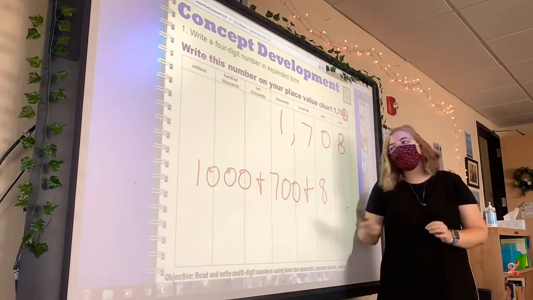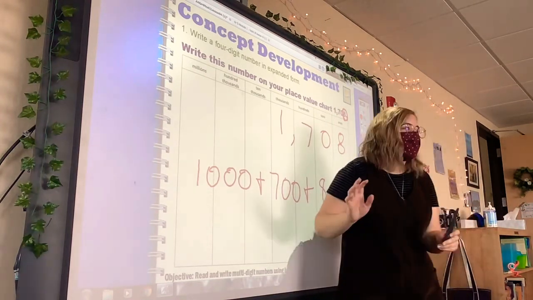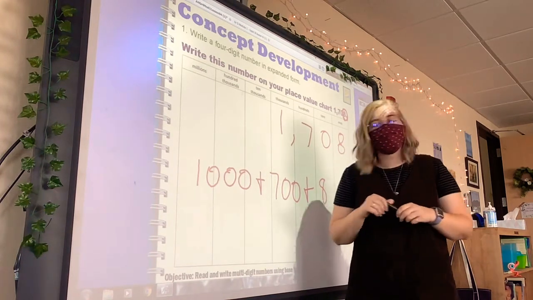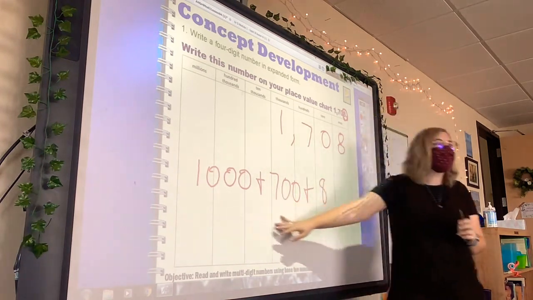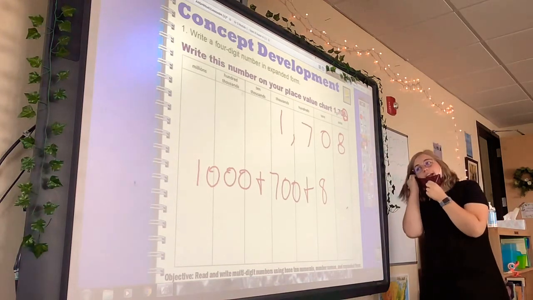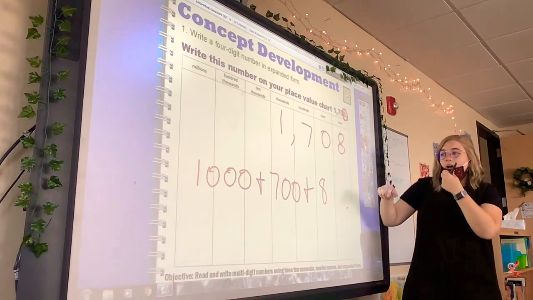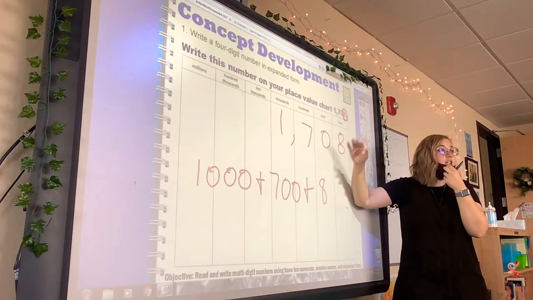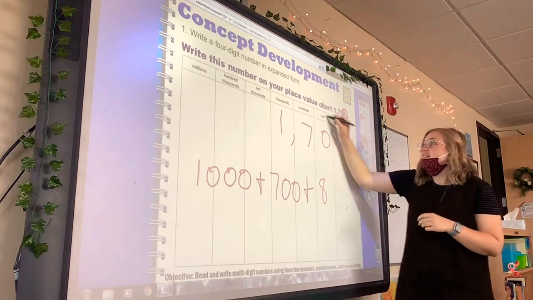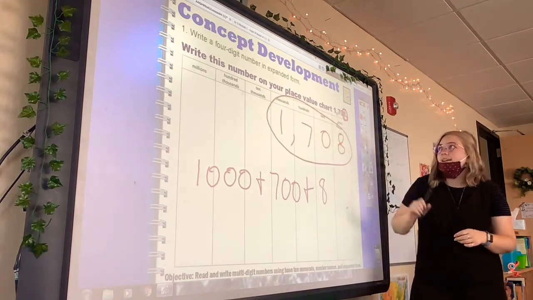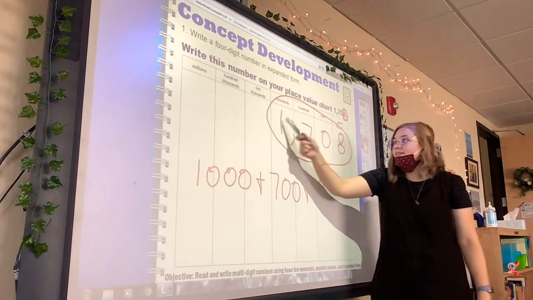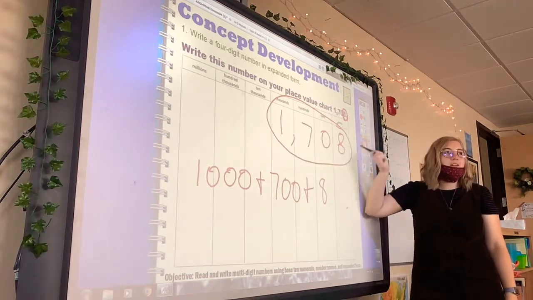Cool. Yeah, exactly. So, check it out, guys. This is important. The most important thing I want you to recognize about expanded form: when we write a number in expanded form, it helps us to understand the value of each of the digits in the number. So remember the vocab I taught you yesterday. This is a number, right? A big number, 1,708. But each of these little guys that make up the number is called a what?